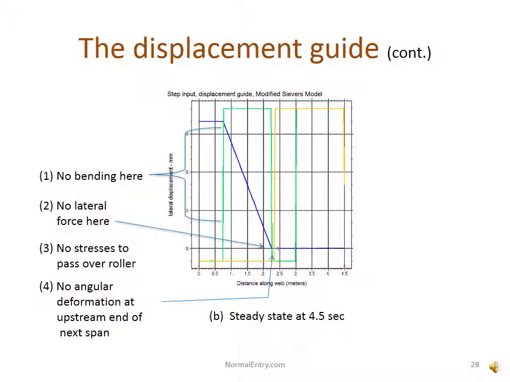Dynamics are simplified because steering is always neutral. There is no over or understeering. And in the steady state, no lateral traction is needed to keep the web in position on the guide roller because of the absence of lateral deformation. In the next slide, you'll see an animation of the displacement guide responding to a step input of 1 centimeter.